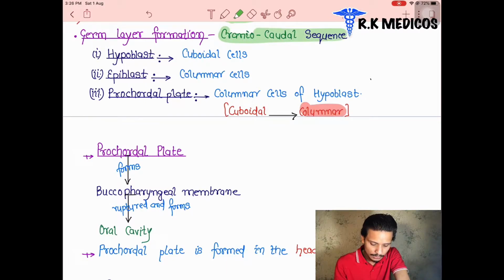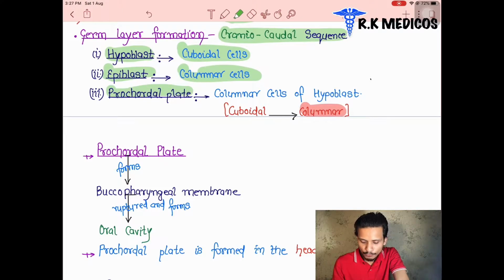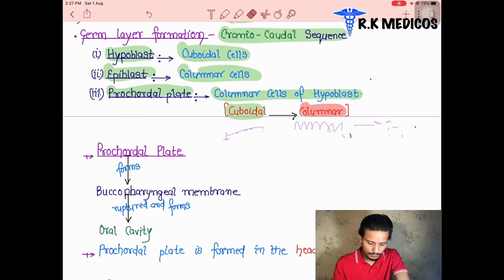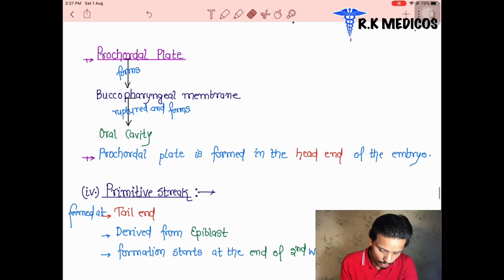The hypoblast cells are cuboidal, the epiblast cells are columnar, and the prechordal plate consists of columnar cells of the hypoblast. They are converting from the cuboidal, cells that are cube-like. These cube-like cells are going to proliferate into columnar cells, and they are forming the prochordal plate. So now you know these terms. Let's move on.